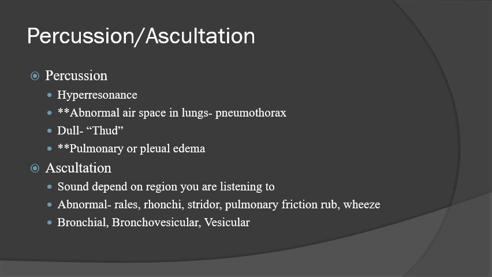So our abnormal sounds are rales, rhonchi, stridor, pulmonary friction rub, and wheezing. For instance, when you hear rhonchi, they tend to be very low-pitched rumbling sounds. Rales are basically a crackling kind of noise that you would hear when someone's breathing.